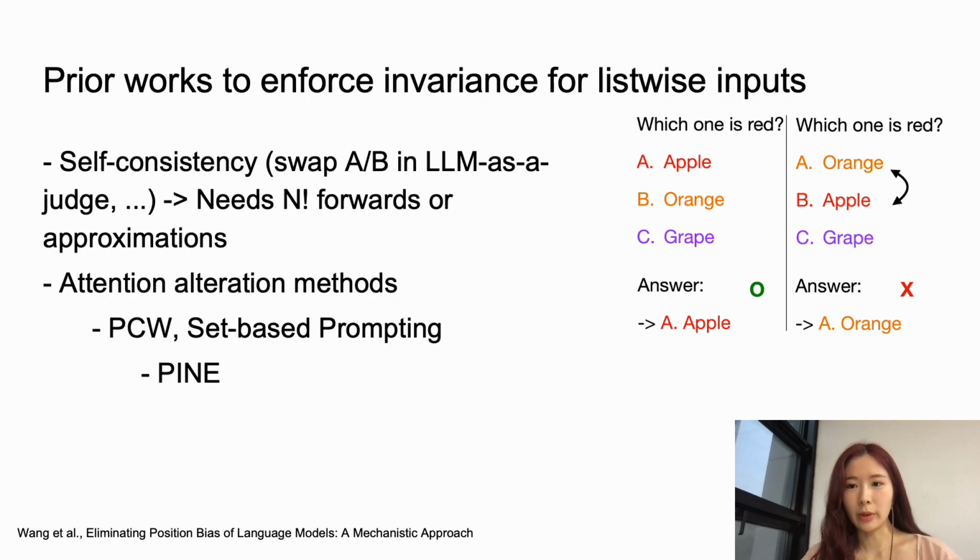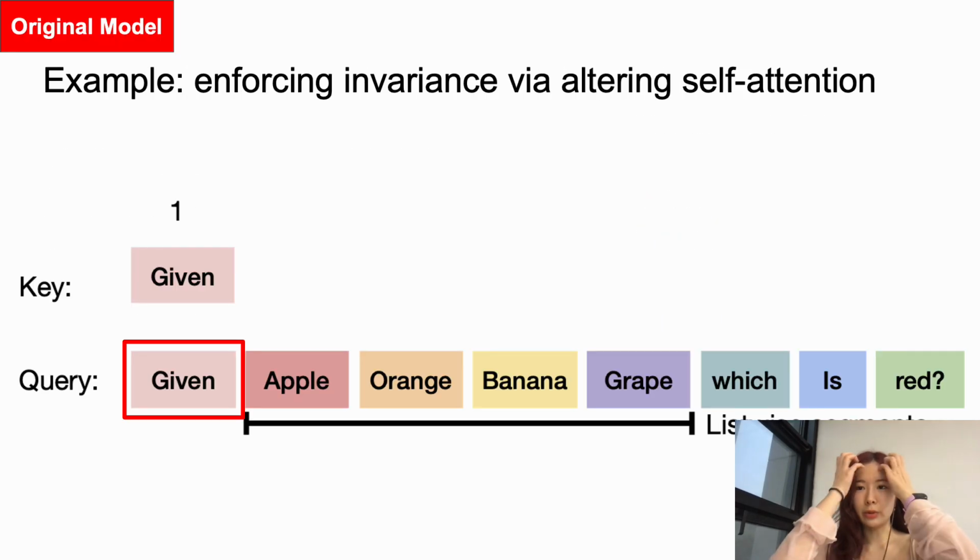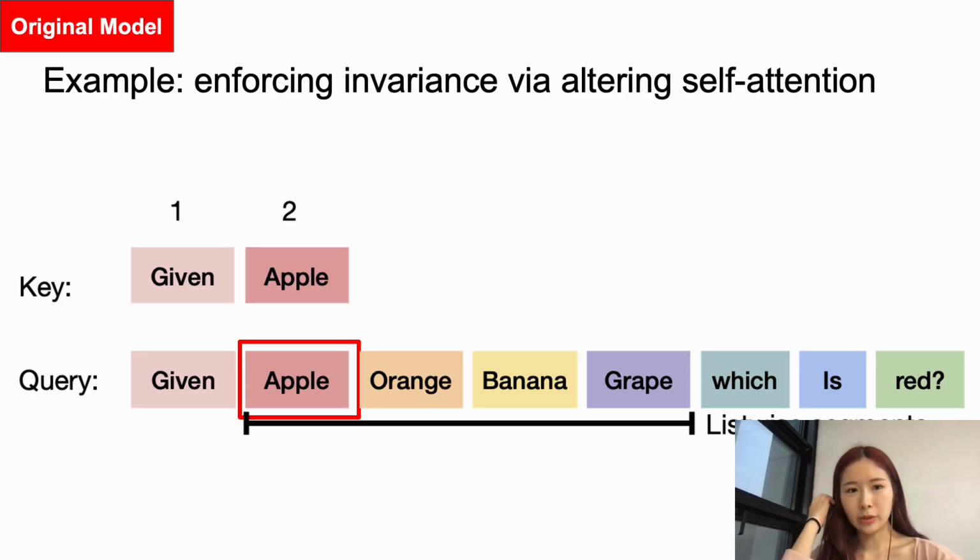A more fundamental way to enforce invariance includes PCW, set-based prompting, and Pine, which directly alters the attention mechanism in transformers in a zero-shot way. We'll first show you a brief example of how prior works enforce invariance via altering self-attention. Let's say you were given the following input. A typical transformer decoder model will calculate self-attention in a causal, autoregressive way. To encode query token apple, it will only look at the prior key tokens, which is given and apple.